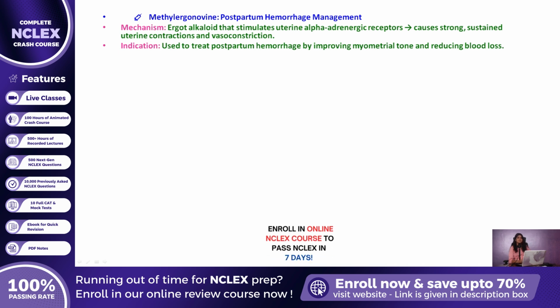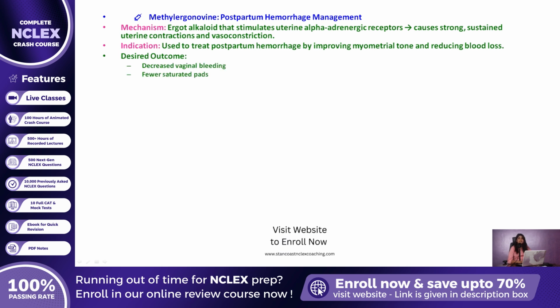When the uterus contracts effectively, it compresses the open blood vessels at the placental site, reducing lochial flow. Clinically, this therapeutic effect is observed through a reduction in vaginal bleeding, fewer saturated perineal pads, and less visible blood on the bed linens. Now consider why the other responses are incorrect.